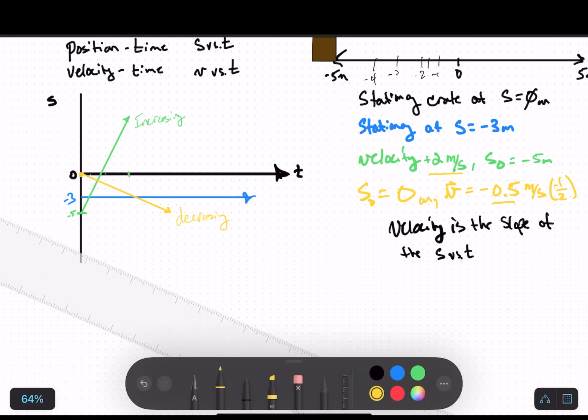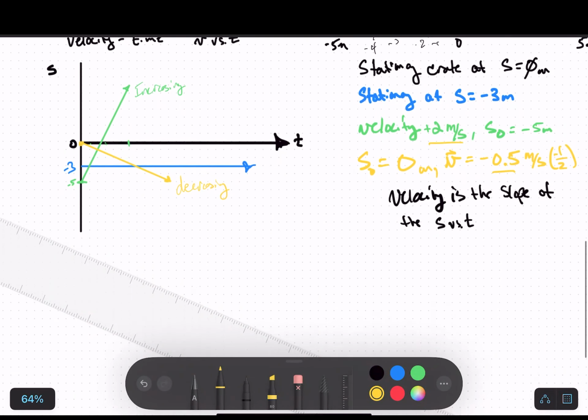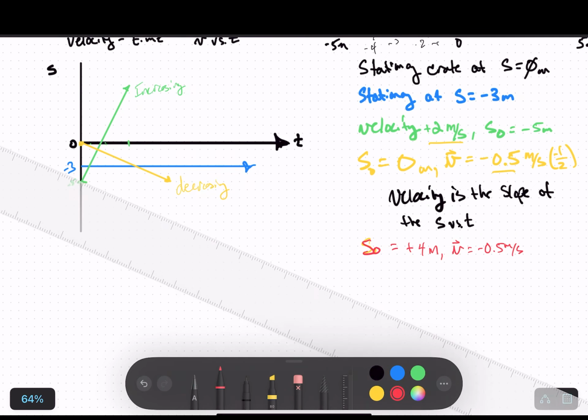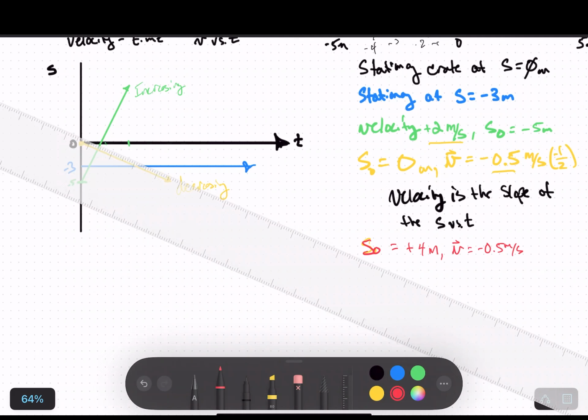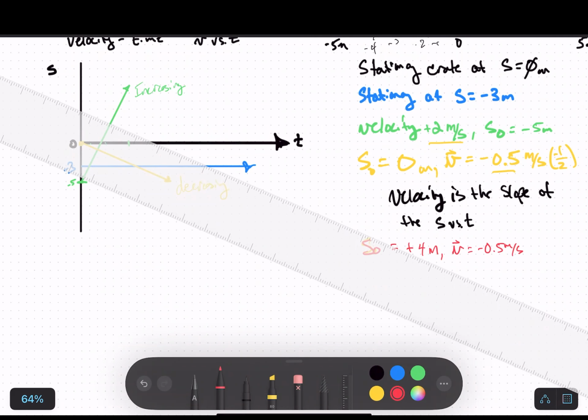Right? Not only that, it's possible to start from a negative position and have an increasing velocity, or we could start at 0 and have a decreasing velocity. But also take a look at this one. Okay, we're going to have a new initial position, where S naught is going to equal a positive 4 meters. But our velocity is still going to be negative 0.5 meters per second. So all that is going to do is 4 meters. So 1, 2, 3, 4, right there.